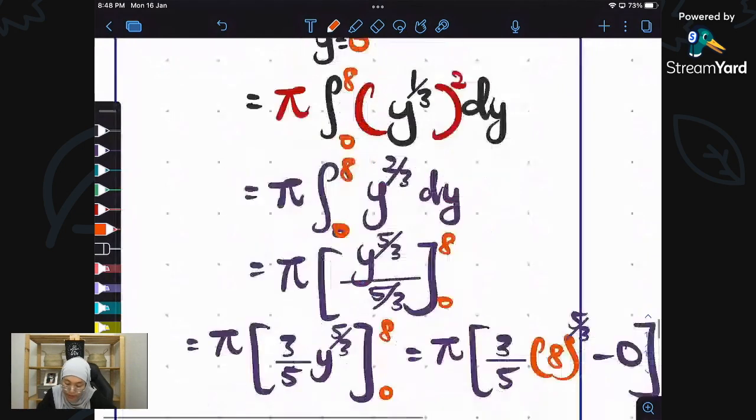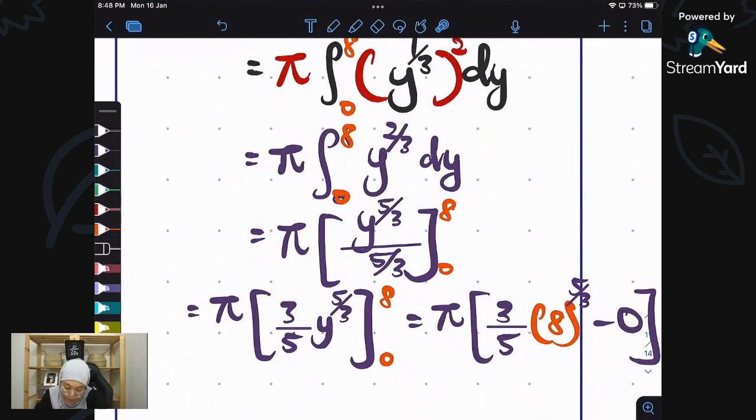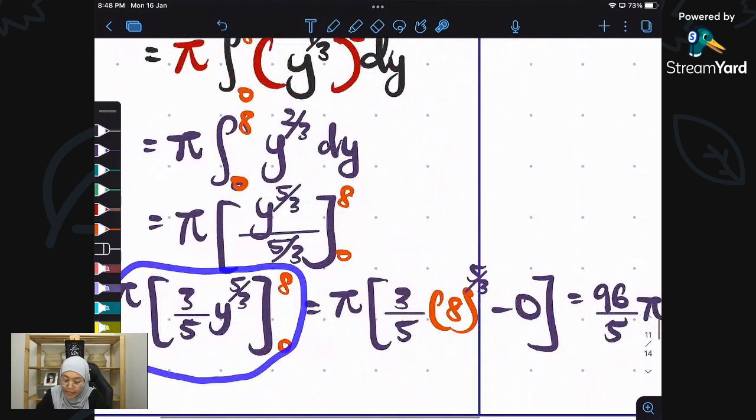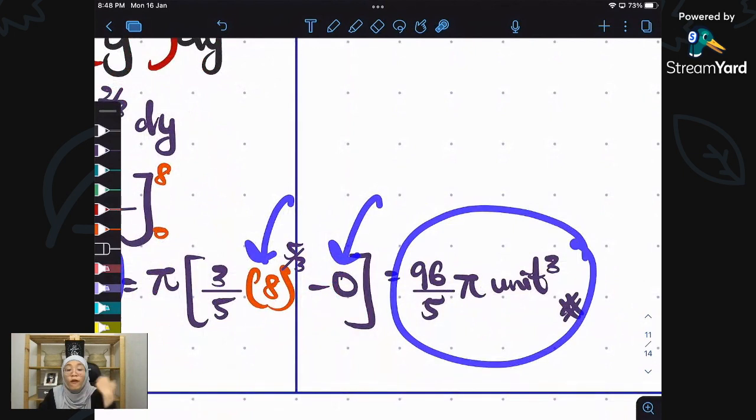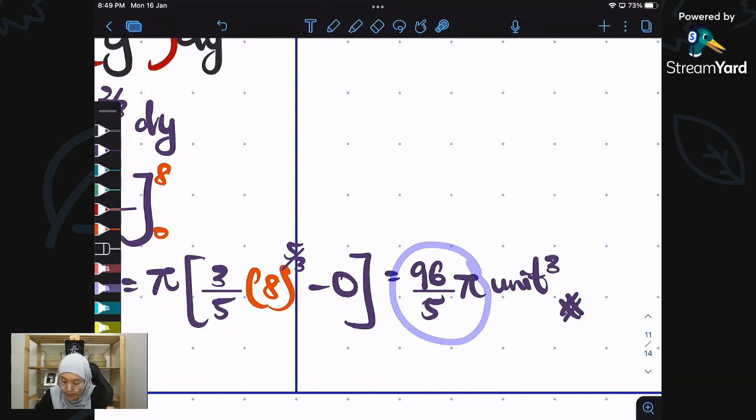0, 8. Okay, and so I already integrated for you here. And then I simplify it and substitute the value of 8 and 0. And then here is my answer. My volume is 96 over 5 pi. 96 over 5 pi unit cube. That is my answer.